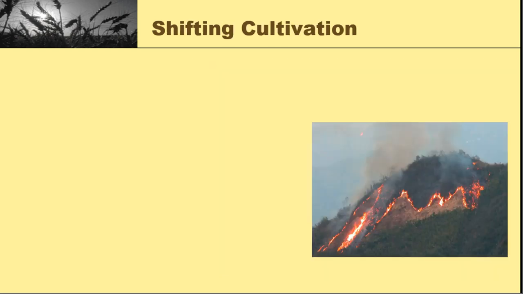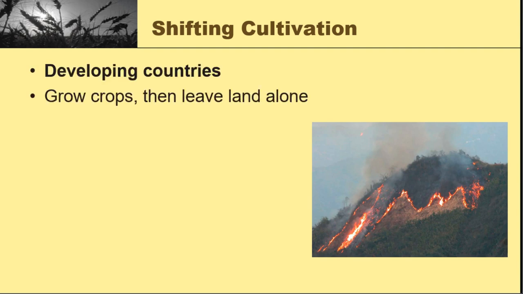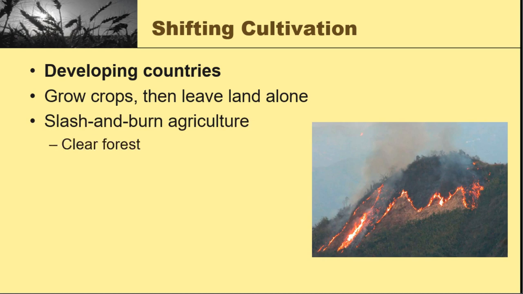All right. Now, one of the things that you also see in developing countries recently, taking that idea of subsistence agriculture and growing what's available, using the microclimate, whatever's available to you. In developing countries, we will see this idea of shifting cultivation. You grow crops and then you leave the land alone. And what we're really talking about is slash and burn agriculture. In slash and burn agriculture, forests are cleared out. They are typically tropical rainforests.